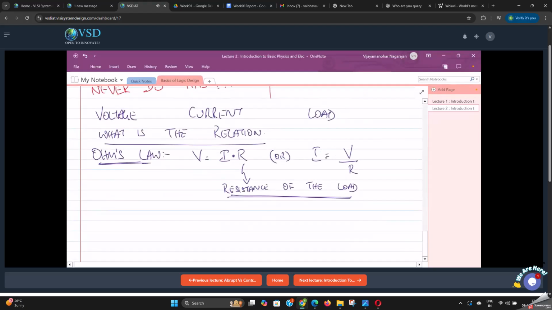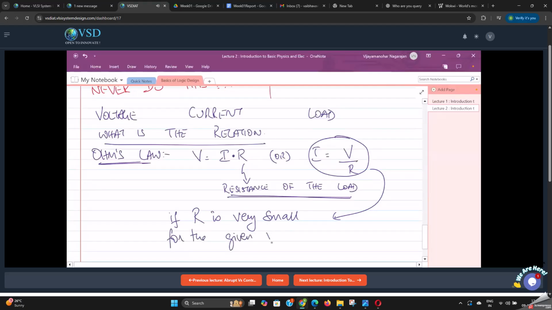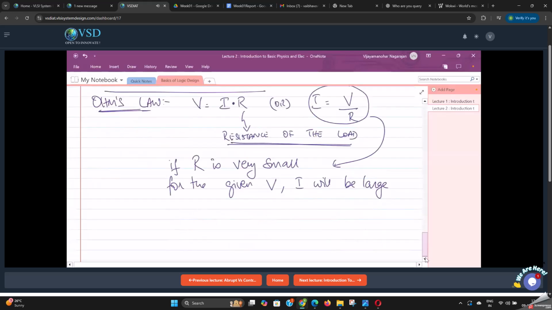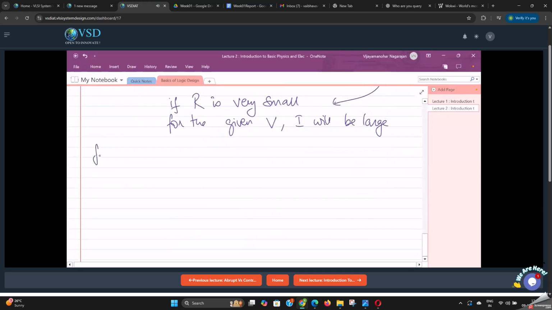So think about this. Look at this relationship. If R is very small, for a given V, I will be large. Correct? For example, let us take examples and see.